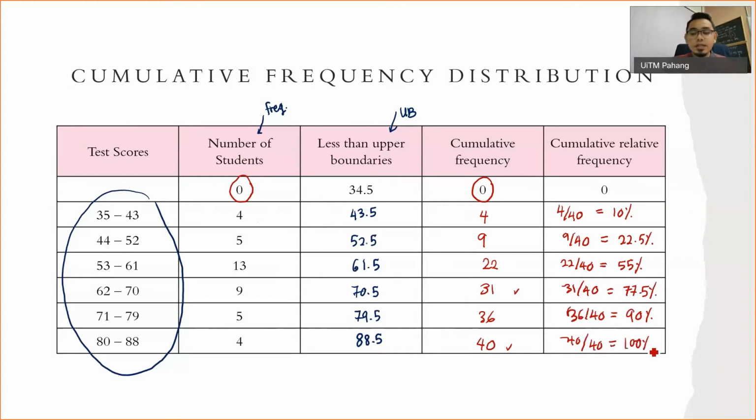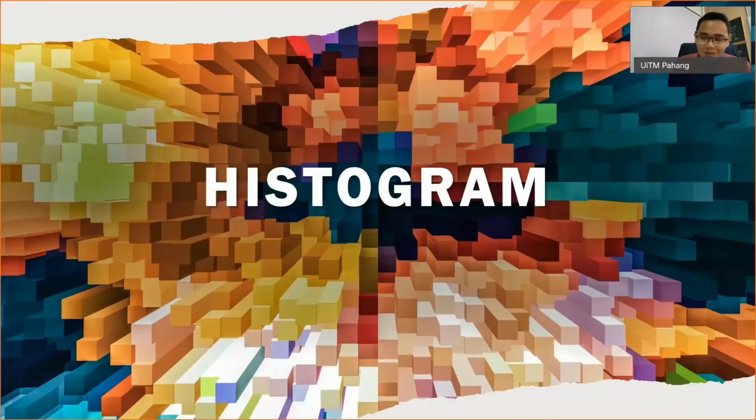So this is how you build the cumulative frequency distribution table. Next, we would like to look at the four other important elements in quantitative data. Let's first look at the histogram. What is a histogram? Please, this is histogram, not your Instagram. Instagram is for you to put the hashtag, but histogram is something different.